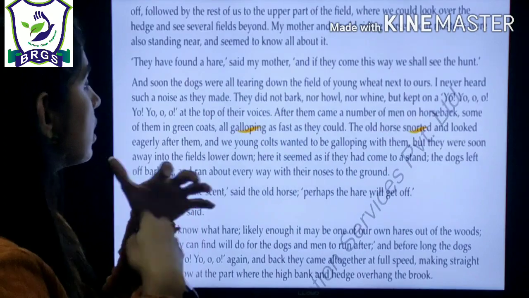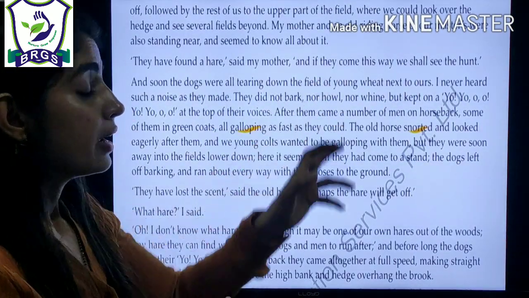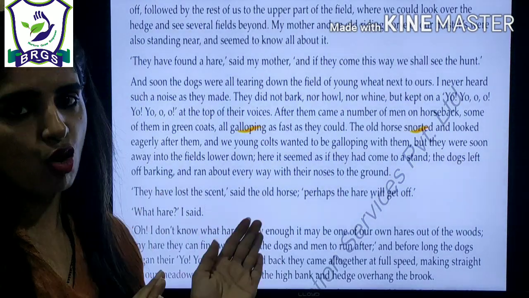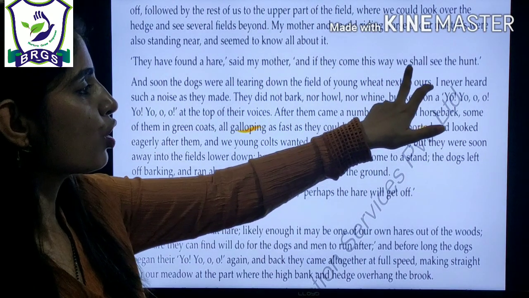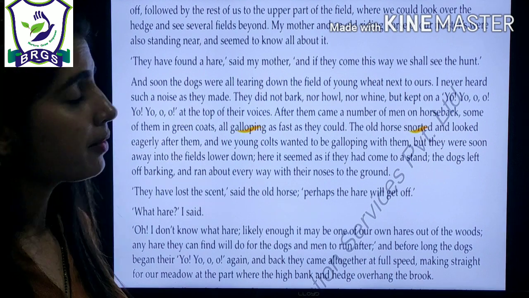"The dogs are finding the hare, a kind of rabbit. If they come this way, for sure we'll see the hunt. A kind of hunting we will see there."